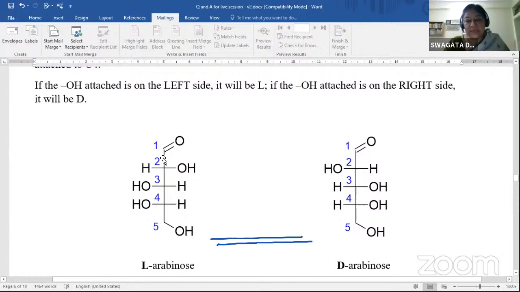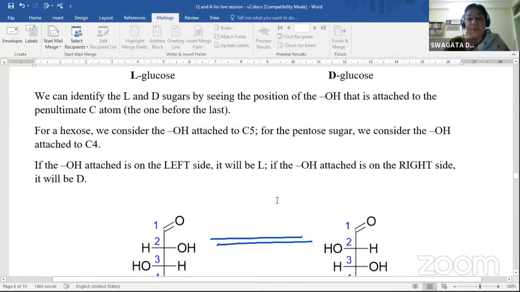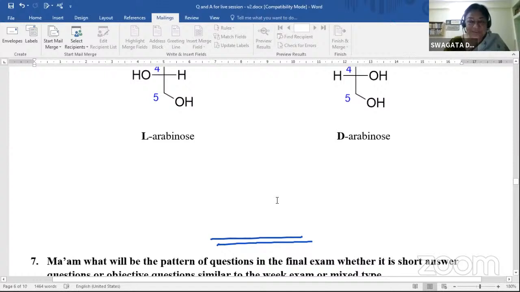So when we're looking at a situation like this, we have this on the 4th carbon, the penultimate carbon here, which would be on the left. So this would be L-arabinose and this would be D-arabinose. But to say that there would be an easy way to remember this is probably not very convenient in this case.